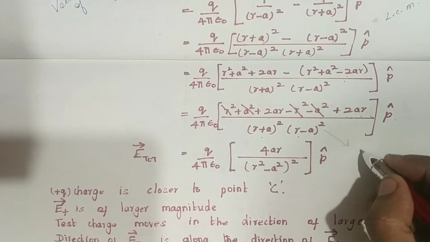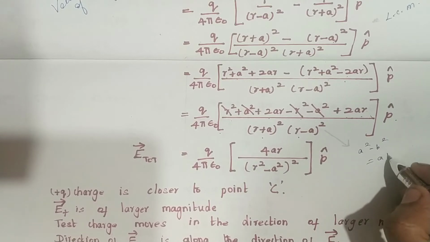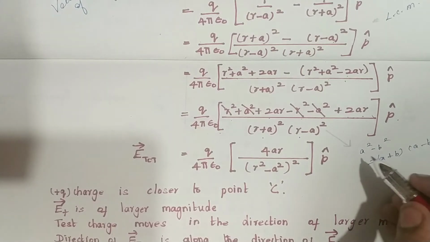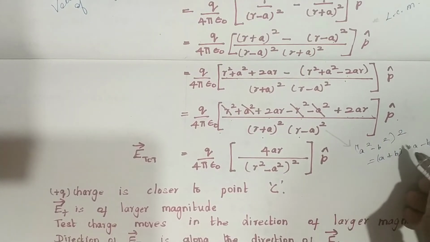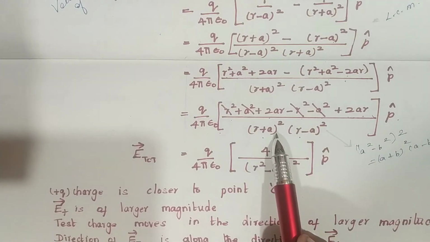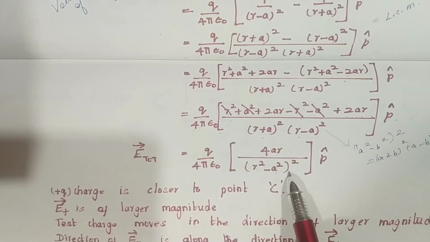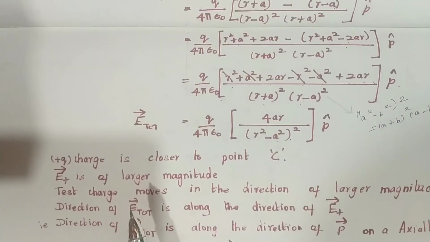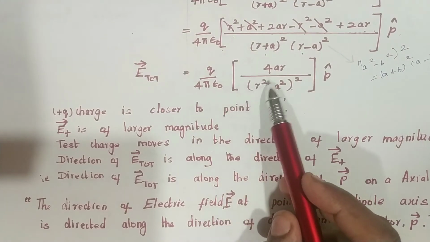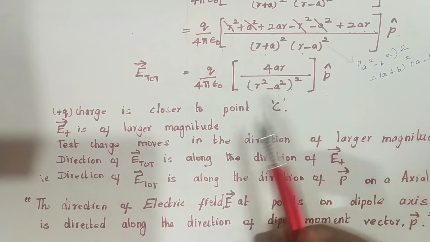இந்த இடத்துல நம்ம a² minus b² is equal to (a plus b) into (a minus b) identity யூஸ் பண்ண போகிறோம். என்னன்னா அது ஒரு ஸ்கொயரில் இருக்குது. ஸ்கொயரில் இருக்கும்போது இந்த மாதிரி கொடுக்கலாம். அப்போது (R plus A)² into (R minus A)² (R² minus A²)² னு எழுதலாம். ஓகே ஸ்டூடெண்ட்ஸ், அப்போது E total vector is equal to Q by 4 pi epsilon naught 4AR by (R² minus A²)² into P unit.